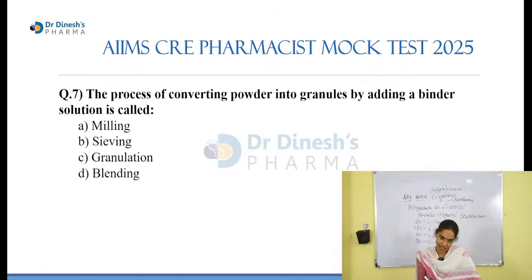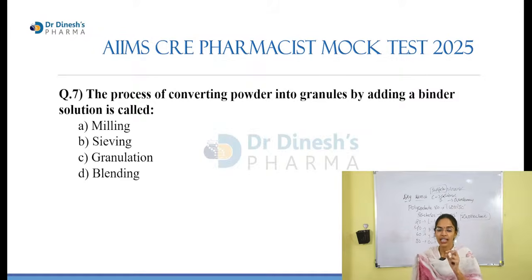This was about surfactants. And question number 7. The process of converting powder into granules by adding a binder solution is called. Repeat the question. The process of converting powder into granules by adding a binder solution is known as milling, sieving, granulation and blending. Okay, so here we have milling and sieving, we can eliminate those options at the beginning itself.